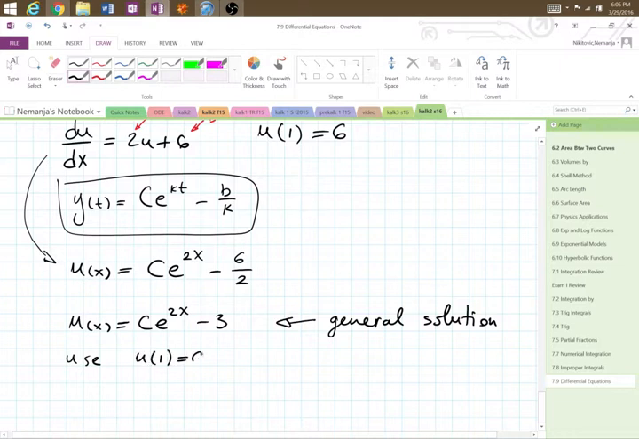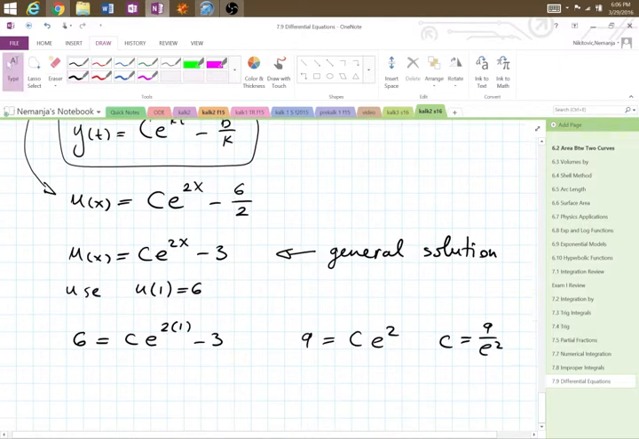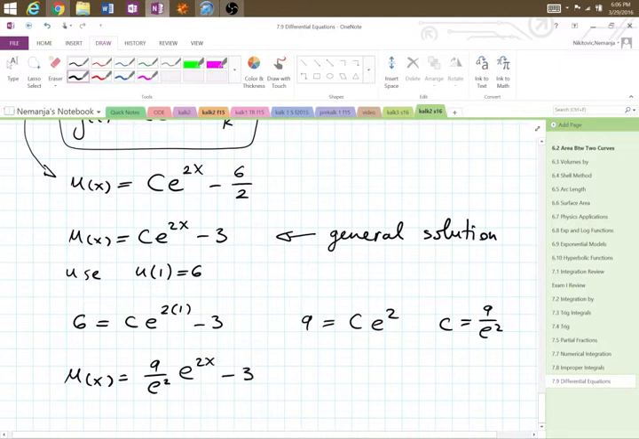u of 1 is equal to 6, which says that 6 is equal to ce to the 2 times 1, minus 3. Move 3 to the other side, you get 9 is equal to ce squared, and you see that c is 9 over e squared. So what is the particular solution? It's u of x equals, instead of c, I write 9 over e squared times e to the 2x minus 3.